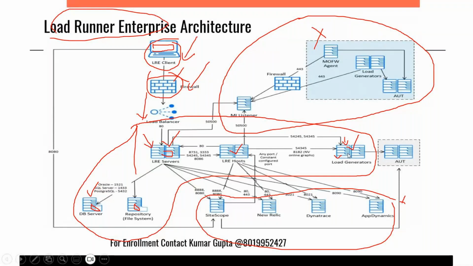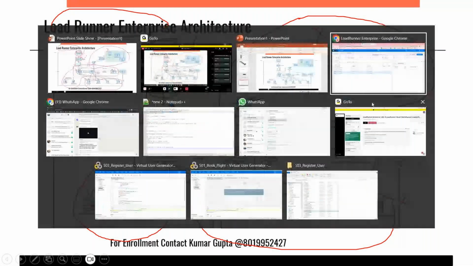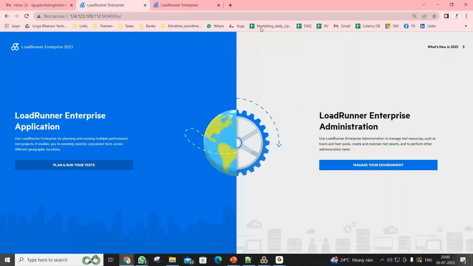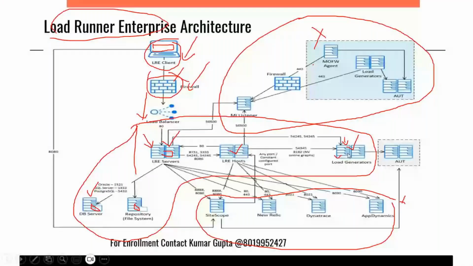Here also, you are able to access the application via web, so obviously there should be a database server and a web app server, and that's what you're seeing here. For LoadRunner to be accessed on the web, you need a web app server, and that's what they are calling the LRE servers.